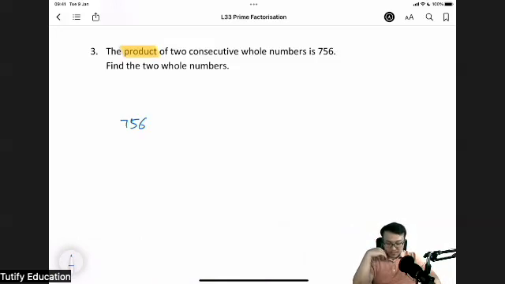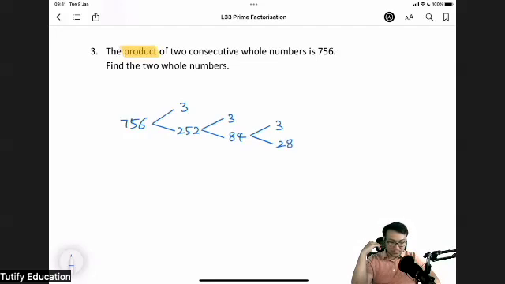Square root? No, we will use the same technique that we have always been using this whole lesson. Branching. Okay, so I divide it by 3, we get 252. We split it up. We divide it by 3, we get 84. We split it up again, divide by 3, we get 28. We split it up again, 28 is 2 times 14. And 14 equals 2 times 7. So we circle all the prime numbers.